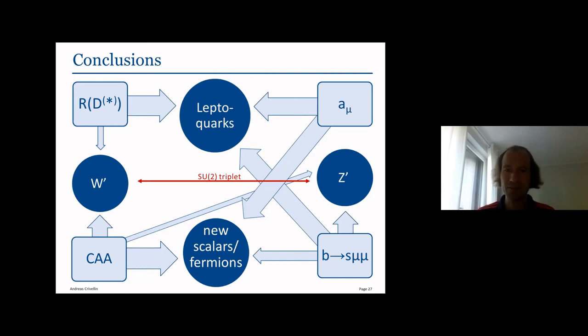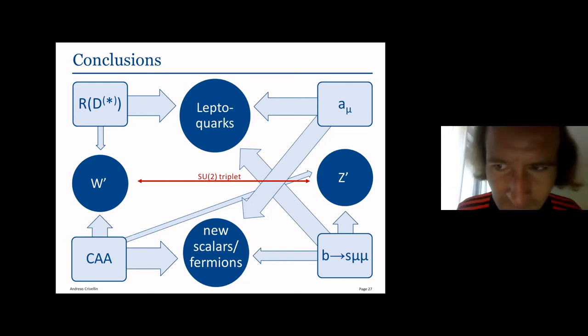And again, I would really like to stress, if these flavor anomalies are confirmed, this would be amazing, not just for flavor physics, but for the whole particle physics community, because it would have, of course, very intriguing consequences for any field, for cosmology, for direct LHC searches. So let's hope that they really get confirmed, and thank you very much for the attention.